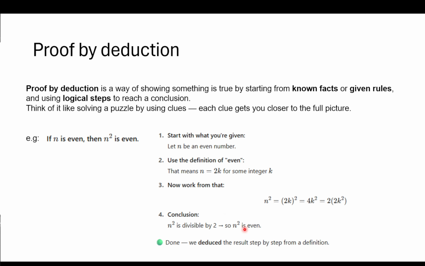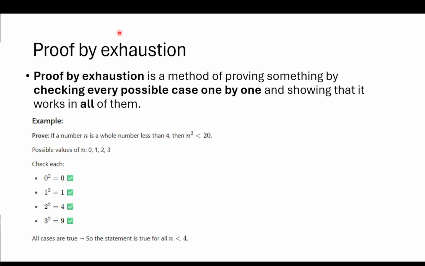We do deduce something. The next type of proof is proof by exhaustion. It's a method of proving something by checking every possible case one by one and showing that it works in all of them. So this is pretty easy.